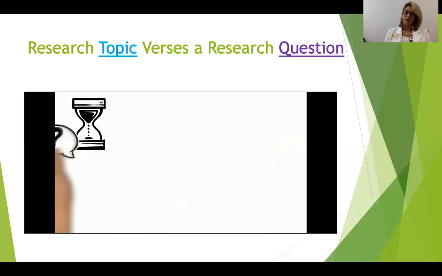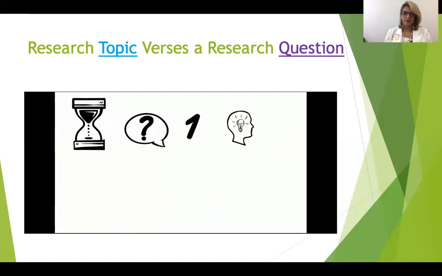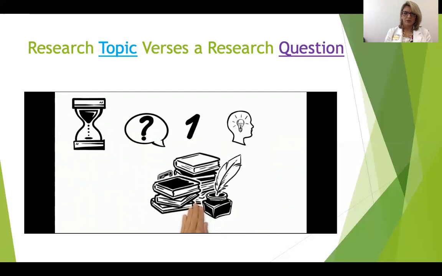Before we can have a research question, we must have a research topic. The critical step between a research topic and a research question is an understanding of the current literature which exists in your research topic area.